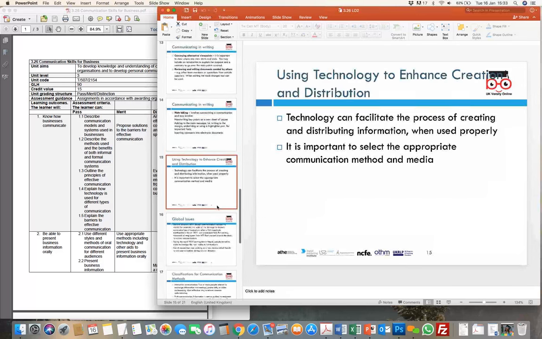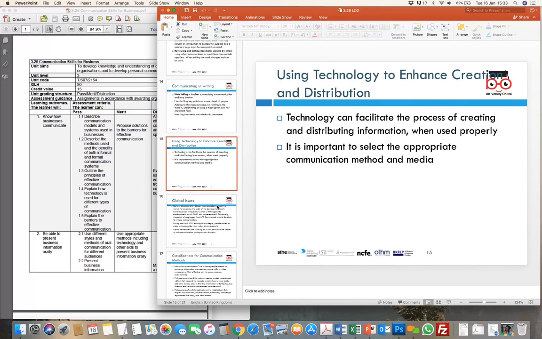Now, there is one other thing that I will also point out: with the advancements in technology, what we have seen is that the creation and distribution of content in documents has become tremendously easy. I'll give you a simple example.